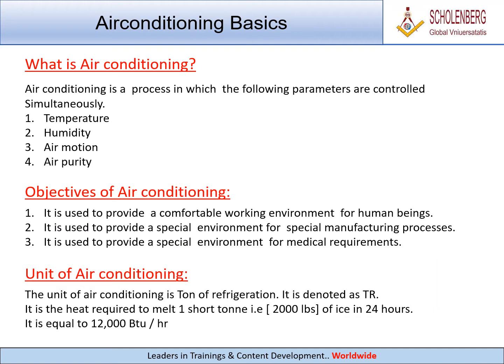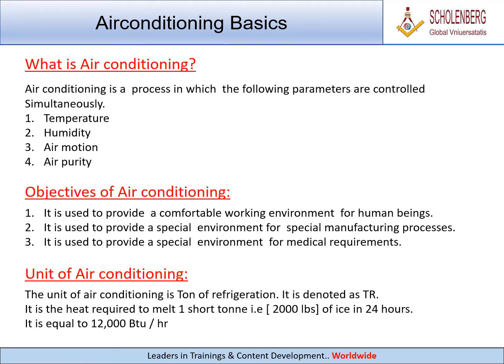Air conditioning is a process in which the following parameters are controlled simultaneously. 1. Temperature. 2. Humidity. 3. Air motion. 4. Air purity. Objectives of air conditioning. 1. It is used to provide a comfortable working environment for human beings. 2. It is used to provide a special environment for special manufacturing processes. 3. It is used to provide a special environment for medical requirements.